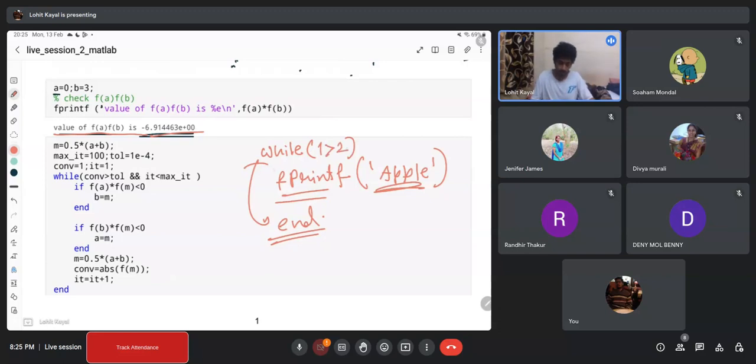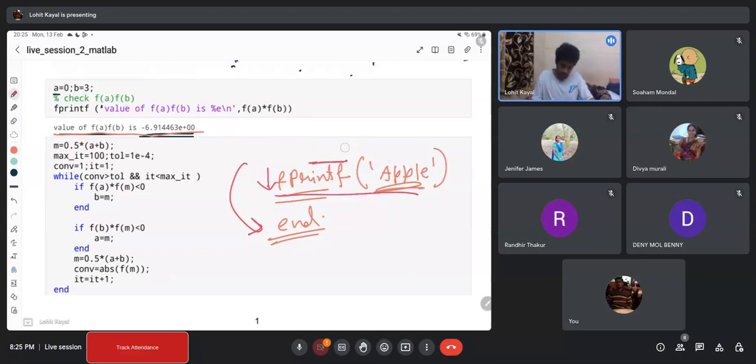show anything. Because while this is false, then just end. From this step, it doesn't go to this step. From this, it just jumps to this, because this is not true. Why will it go to this step? If this is true, then only it will enter inside the loop and do the operations. So this is the basic syntax for the while loop.